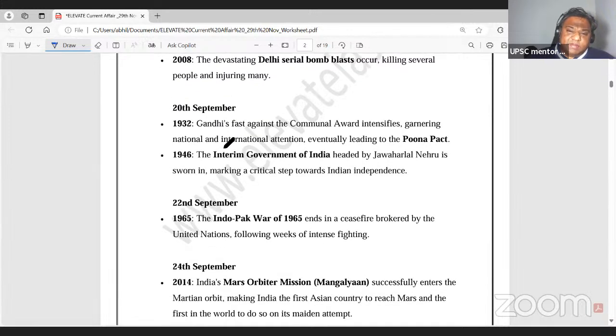On 20th September, the Poona Pact, a very important historical event, leading to Gandhiji's fast against the communal award and leading to the Poona Pact. In 1946, on 20th September, Jawaharlal Nehru was heading the interim government of India. Okay.